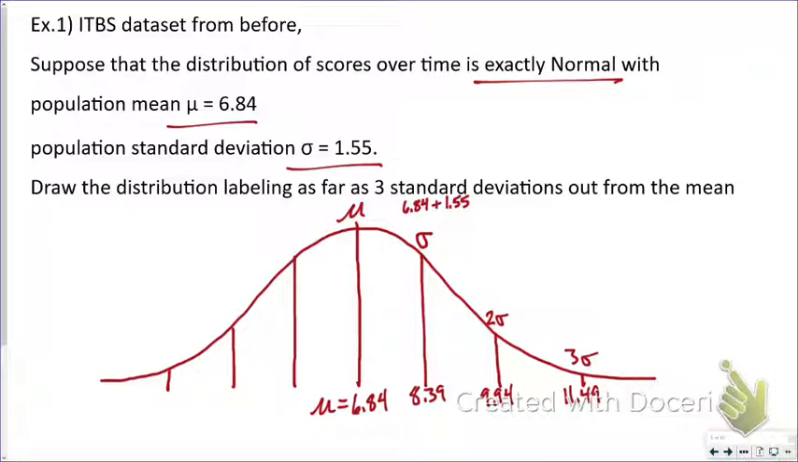So that's 3 standard deviations above. Now let's go 3 standard deviations below. And this time I'm going to start with 6.84, and I'm going to subtract 1.55. So for the first one below, 1 standard deviation below, I get 529. Then I get 374 and 219. You might try that out on your calculator just to make sure you're familiar with what we're talking about.